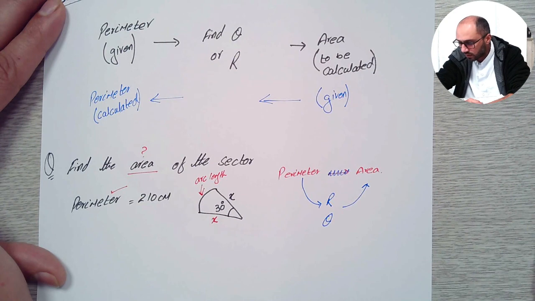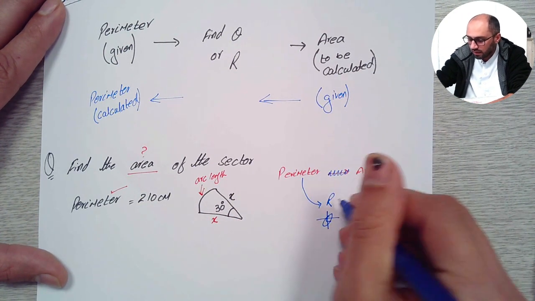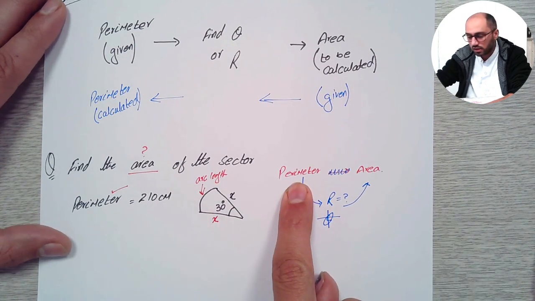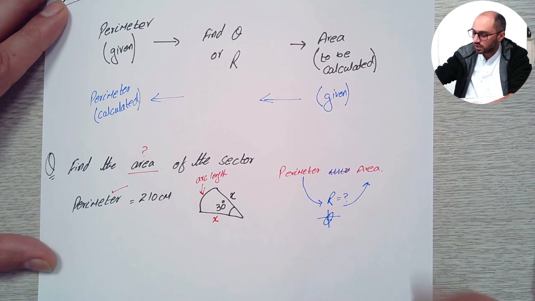In this case, if I look at it carefully, they've given me the value of angle, so I'll cross this out as well. Step 1 will be finding the value of r using the perimeter value. Once I know the value of r, then I will be able to work out the area. So let's quickly have a look.